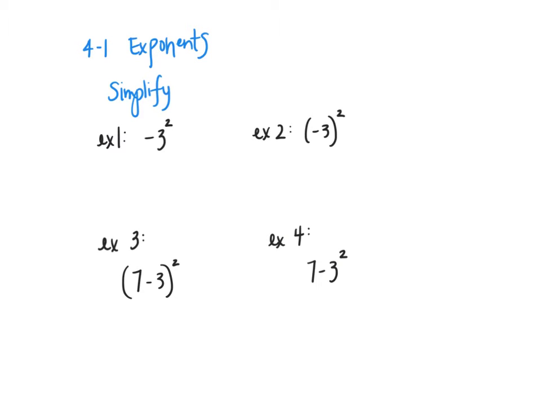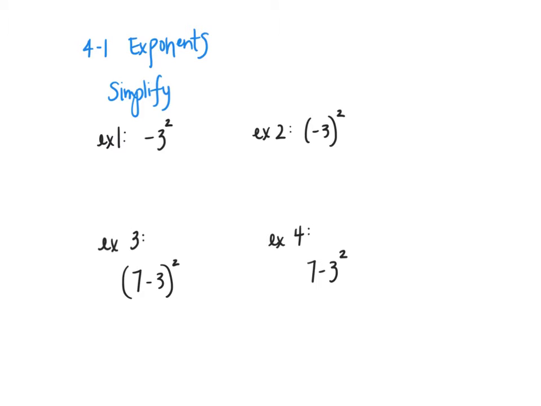Okay, today we're starting chapter 4, and chapter 4 is dealing with polynomials. In section 4.1, we're going to be looking at exponents, and you've been dealing with exponents for a while now, so much of this could be a review. Let's look at example 1 and 2. We're going to be simplifying these expressions, and ask yourself, what is the difference between example 1 and 2?